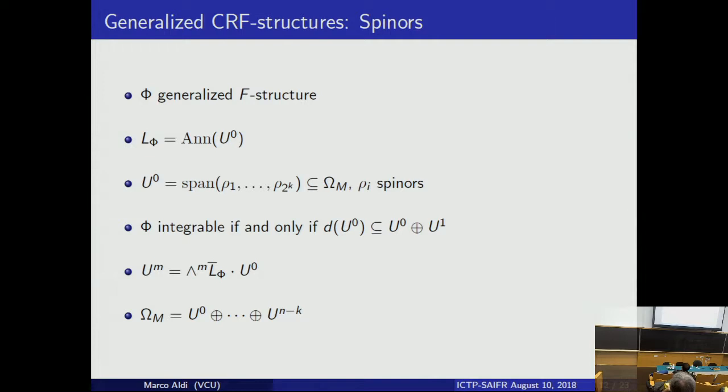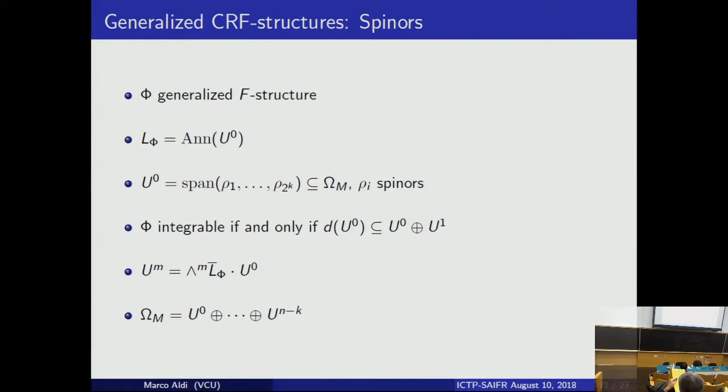Can we do something like this? Can we have an interpretation of generalized CRF structures in terms of spinors? And as it turns out, the answer is yes, but there are a couple of twists.